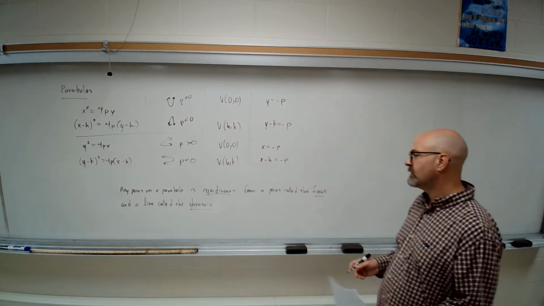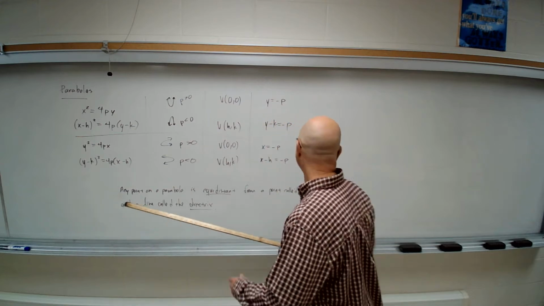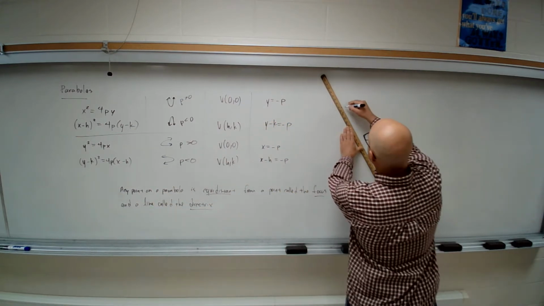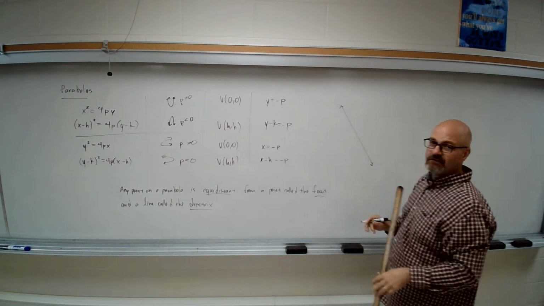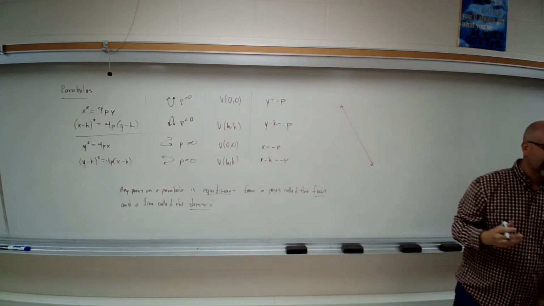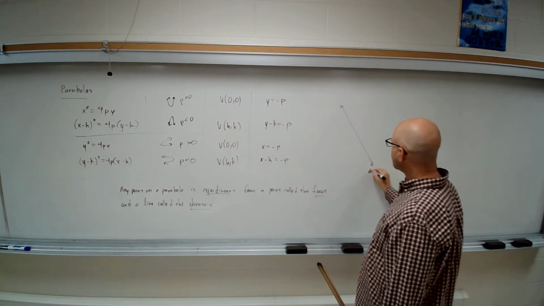Which is perpendicular to the axis of symmetry. Now, what that means is, for every parabola, whether it opens up, down, left, right, or tilted, like you can have them tilted, we won't really do that, you're going to have some line called the directrix.